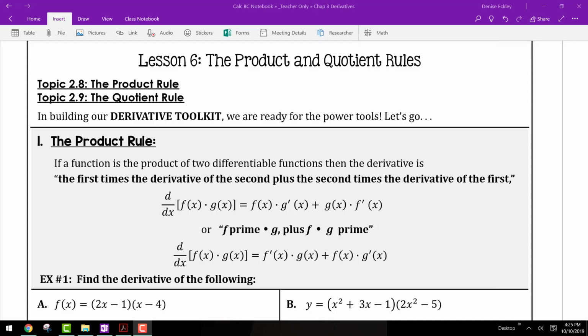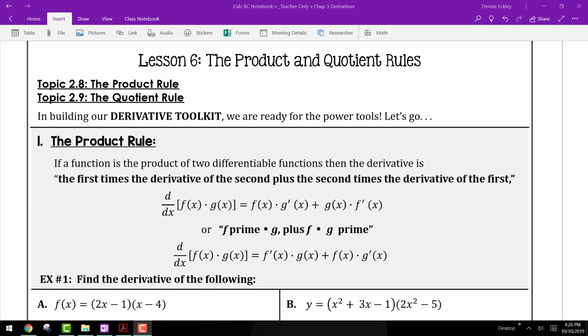Unit 2, Lesson 6, Part 1, the product and quotient rules. In Lesson 5, we learned the basic derivative rules. So what if our functions are a little more complicated, that we don't want to have to rewrite them, or maybe we can't because the functions are of such a nature that they can't be rewritten into a form where we can use our basic derivative rules.